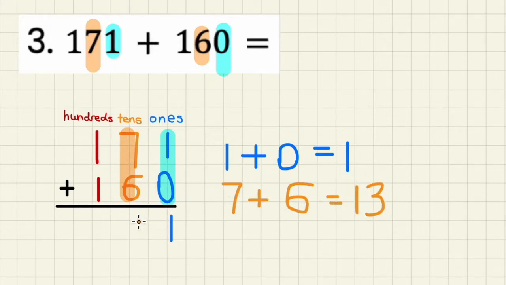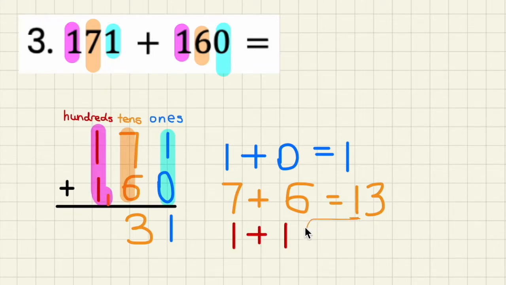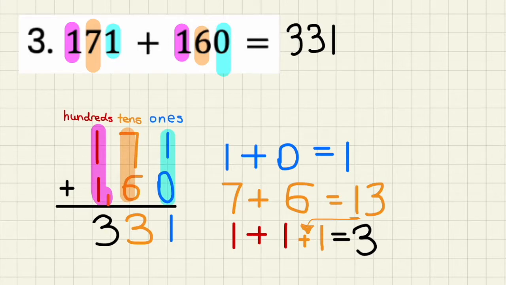So because this is a 2-digit number, we have to carry the 1 from 13 over to the hundreds place. So our hundreds place would be 1 plus 1 plus 1. 1 plus 1 plus 1 is 3. So our final answer to this question, 171 plus 160, is 331.